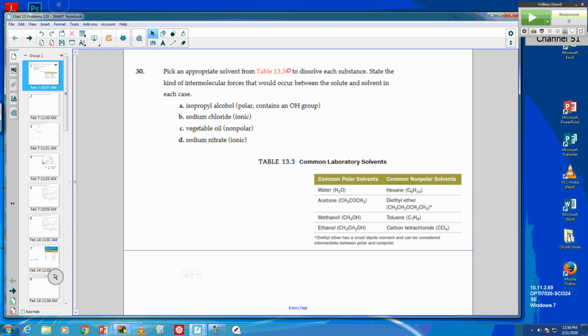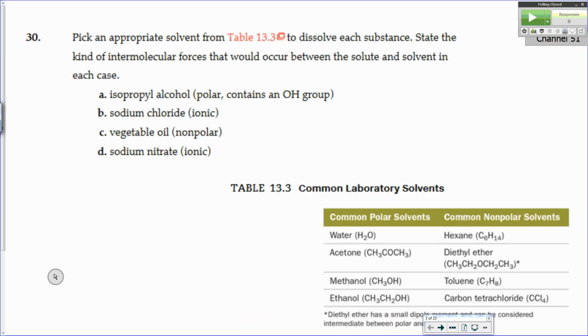We'll start one for the end of chapter stuff. Okay, the first question is problem number 30. It says, look at the solvents that are in this table and choose what the appropriate solvent would be to dissolve the particular substance.